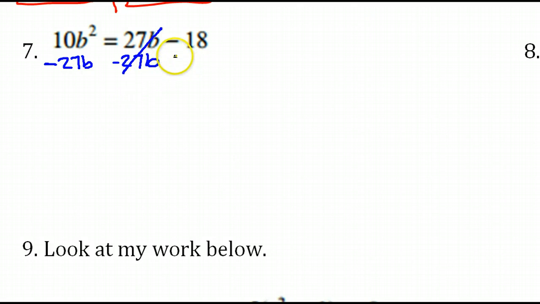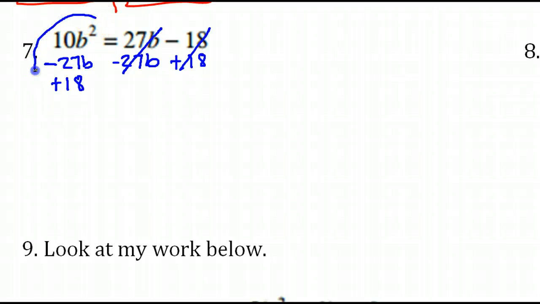I also need to add 18 to both sides to get rid of that. So plus 18. So now those are gone. Now we will have 0 on the right. Now if I do that, then I have these three things on the left.